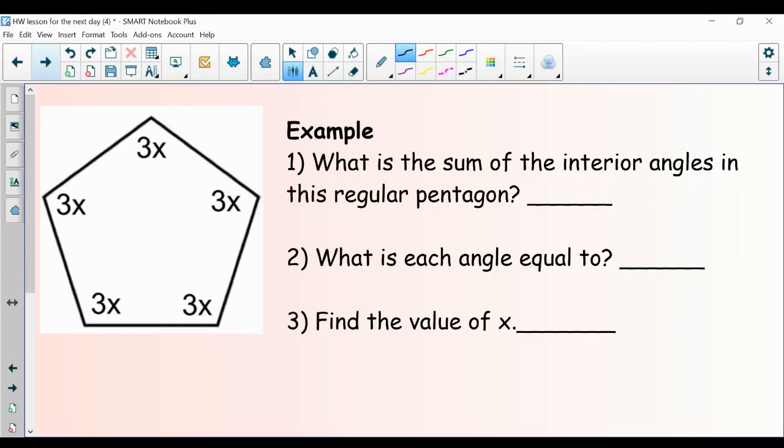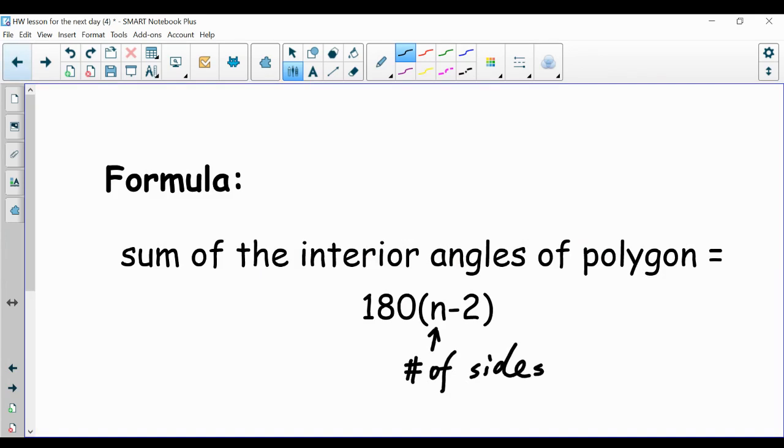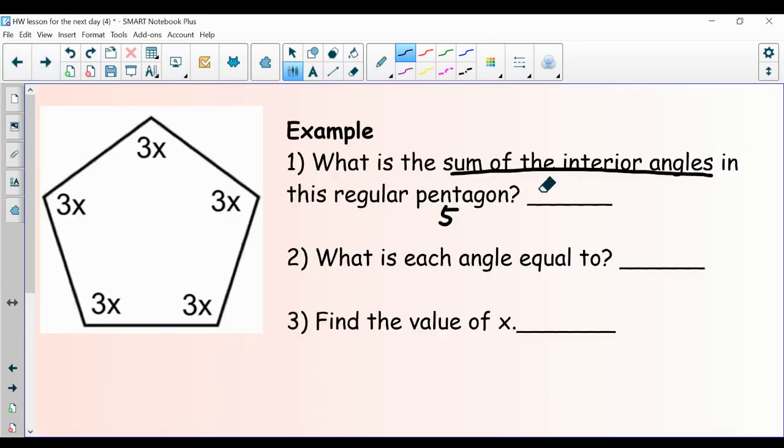Let's try number one here. What's the sum of the interior angles in this regular pentagon? Okay, so a pentagon has five sides. We talked about that. Penta means five sides. So for the sum of the interior angles, we use the formula 180 times (n minus 2). N means the number of sides. So for the pentagon, we have five sides. You can count on the picture on the left side, there's five sides.